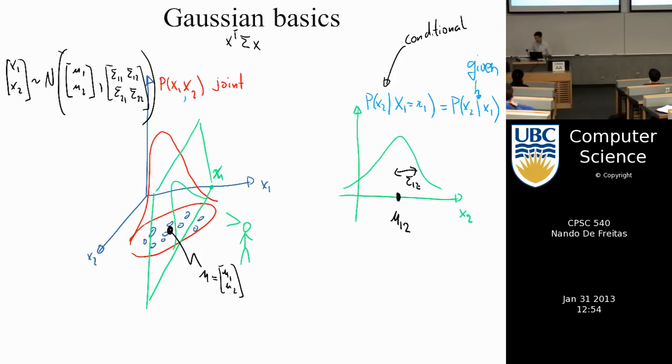That theorem essentially tells us that mu1|2 is equal to mu1 plus sigma 1,2 times sigma 2,2 inverse times (x2 minus mu2).